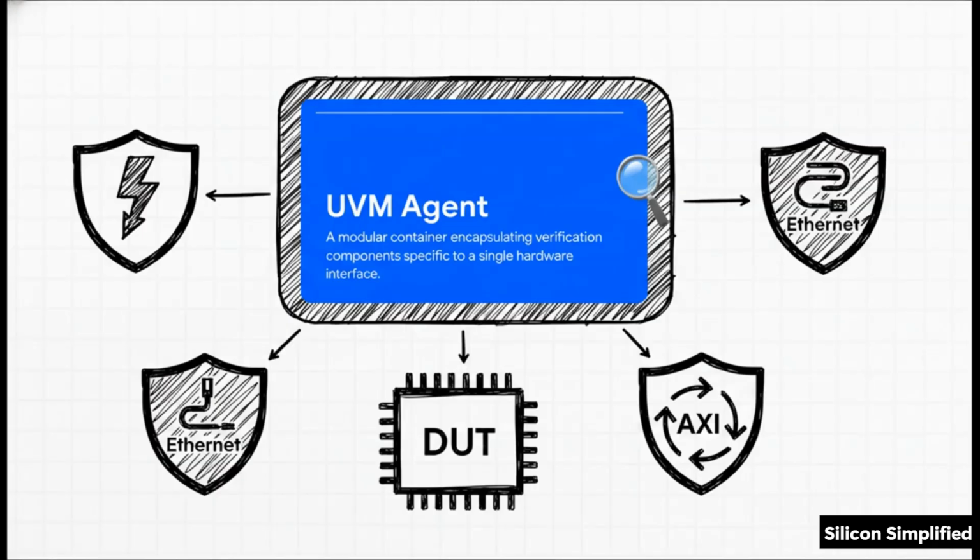Say your chip has interfaces for PCI, Ethernet, and ASIC. Well, you're going to have a separate, dedicated UVM agent for every single one of those protocols. It essentially encapsulates everything you could possibly need to interact with that specific interface.